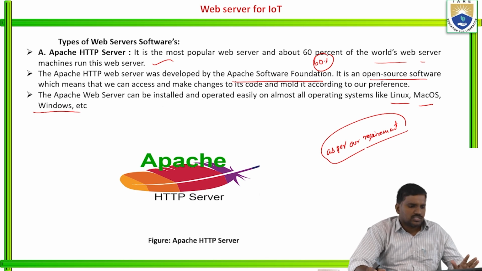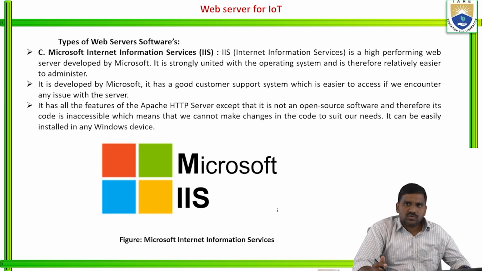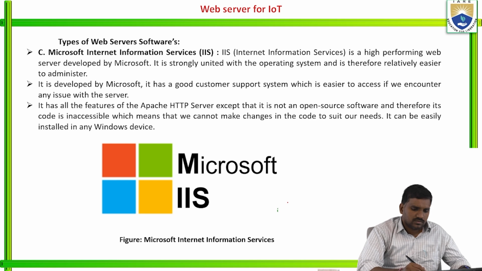So this is the first kind of web server, that is the Apache HTTP server. The next one, Microsoft IIS. IIS stands for Internet Information Services.